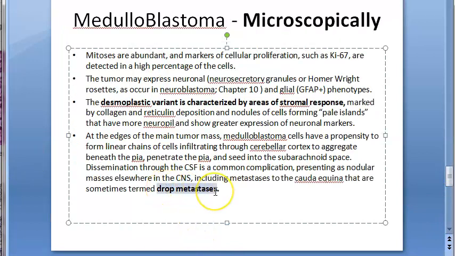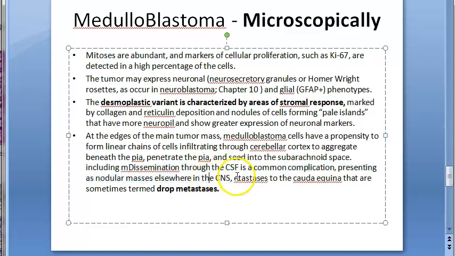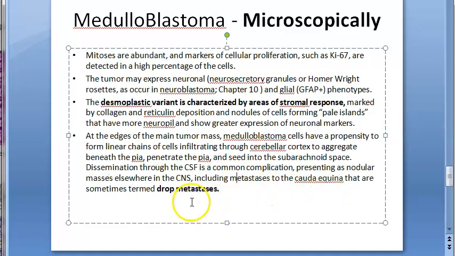There's one term here called drop metastasis. Read this. Dissemination through CSF is a common complication presenting as nodular mass elsewhere in the central nervous system, including metastasis to the Cauda equina. They are sometimes termed drop metastasis. So if it metastasizes to the Cauda equina, then it will be called drop metastasis. Okay. So if you want, you can remember this.